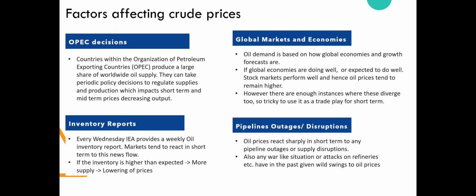Okay. The last impact that we have seen is pipeline outages and disruptions. There are certain times when news flow about a pipeline being burst or blocked or other things causes short-term supply outages or supply disruptions. This can lead to short-term spikes in price, basically on the higher side in most cases.